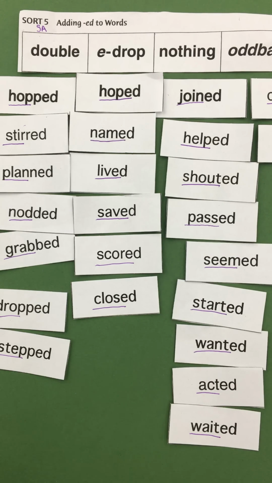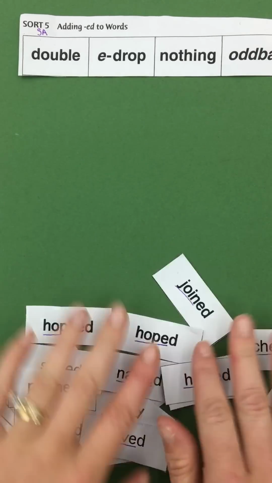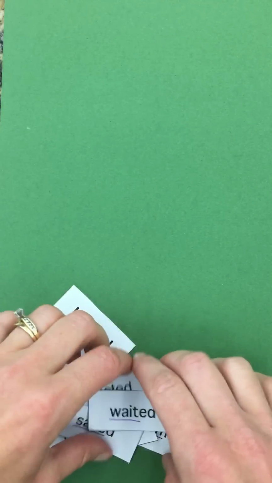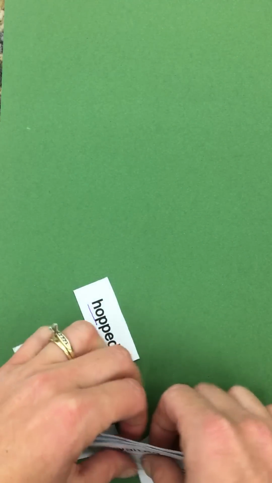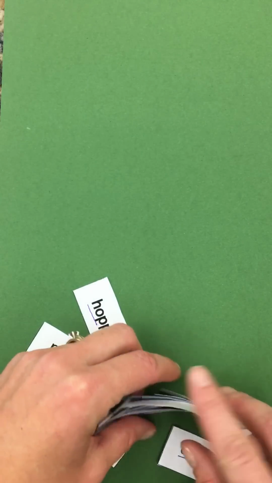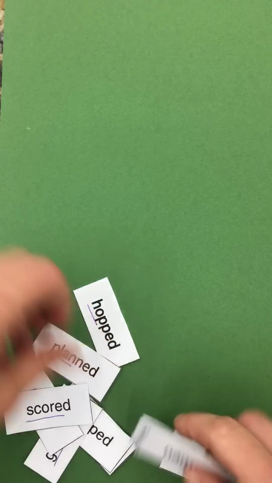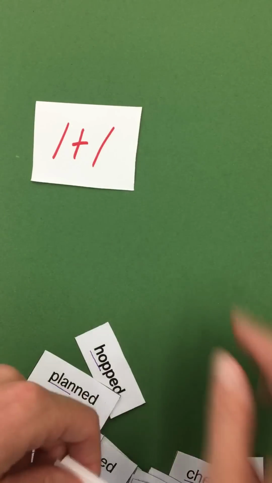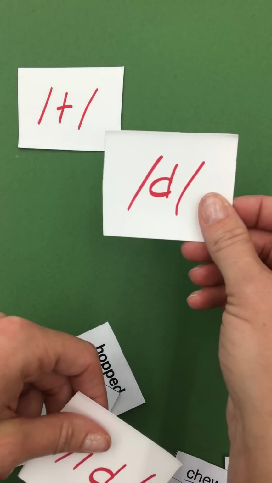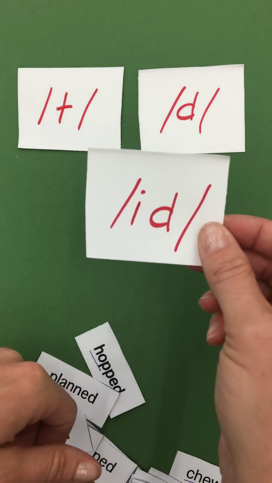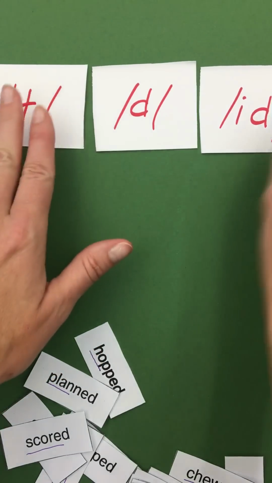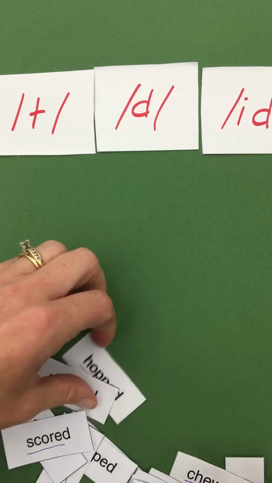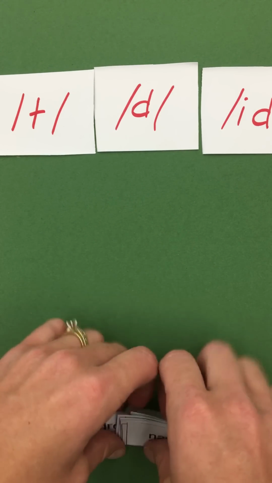Now I want to show you something else that's really important about this sort, so hold on with me. Did you notice that these words, the ed ending, even though it's always spelled the same and it always means that it happened in the past, they actually make three different sounds? We call that the three sounds of ed. So the first sound it could make is t. Another sound is d. And the other sound is id. Those are the three sounds of ed. Teachers put slashes here to mark that that is the sound and not the letter. Because they're all spelled the same, but they're making a different sound.